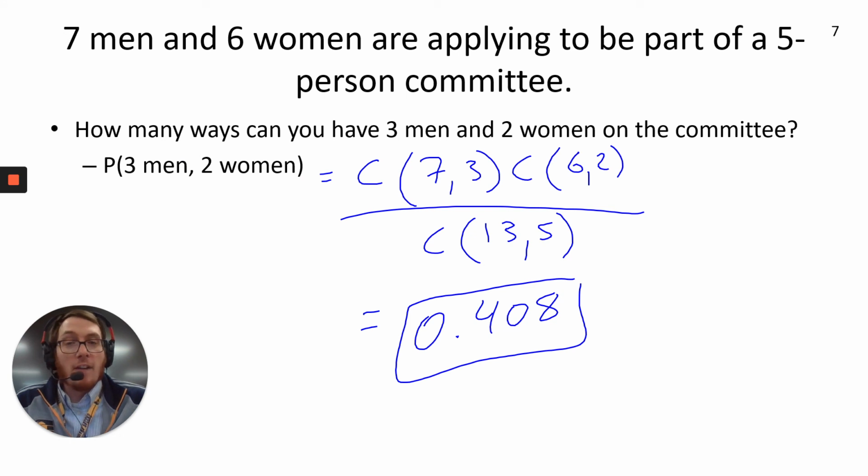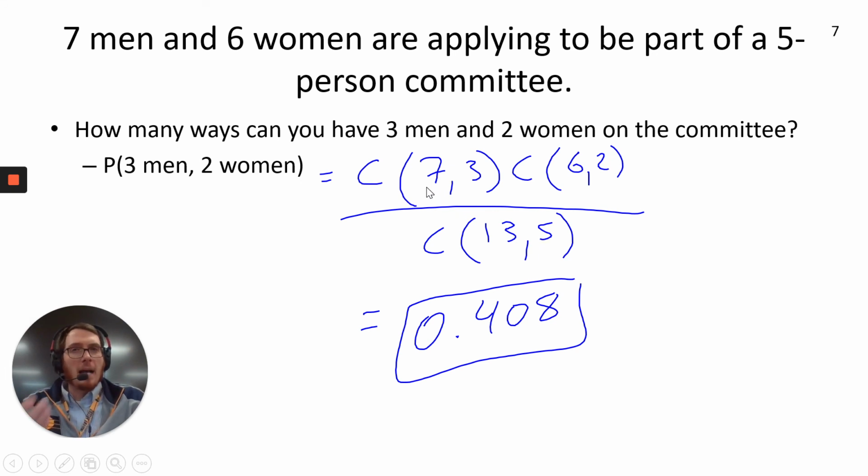This 5-person committee, this is what we were just looking at with the boys and girls as well. How many ways can I have 3 men and 2 women on the committee? The numerator would be 7 men choose 3, 6 women choose 2, and I would multiply that together. The denominator, remember, has no subgroups. So there's 13 people because 7 men, 6 women, so that'd be 13 people to choose from, and I want a 5-person committee.